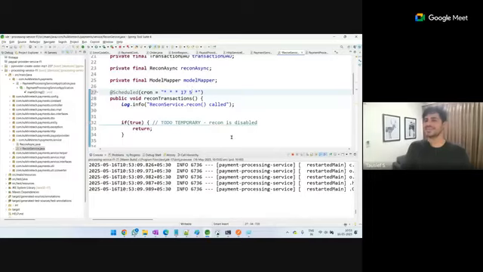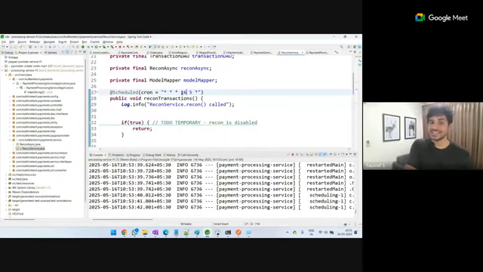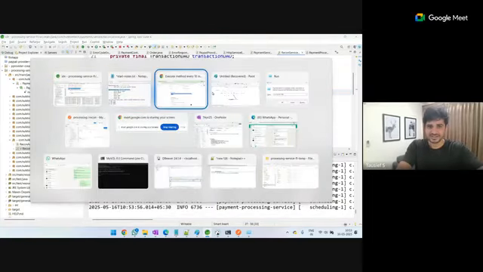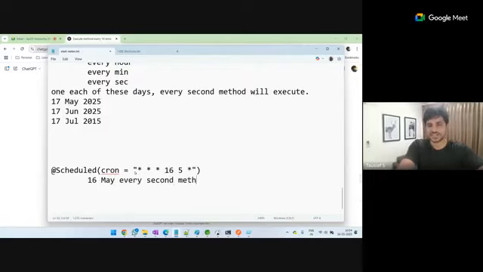Now, let's think. Today we are doing testing. So let's put it for today. 16th of May. Every year on 16th of May, it should execute. This configuration represents that. Every second on 16th of May, every year, this method will execute. As soon as today's 16th is over, from tomorrow, it is not going to happen. So guys, what does this expression mean? What does this expression mean? Okay. So let's go back to our notepad. This expression simply means 16th of May, every second the method executes.